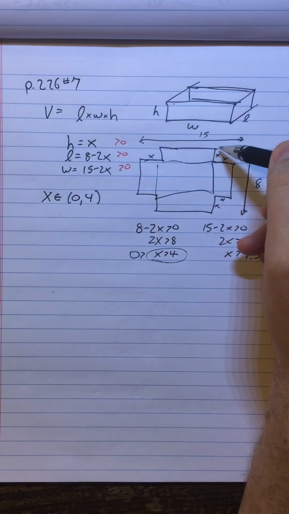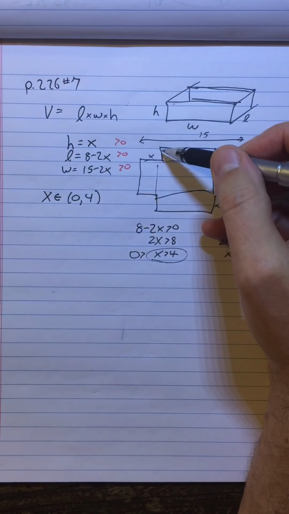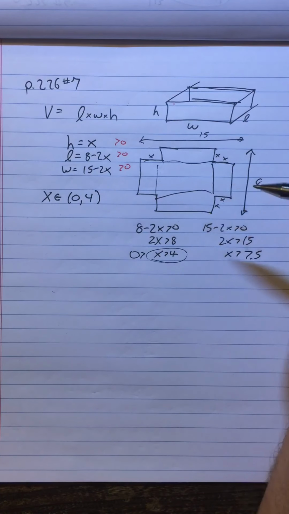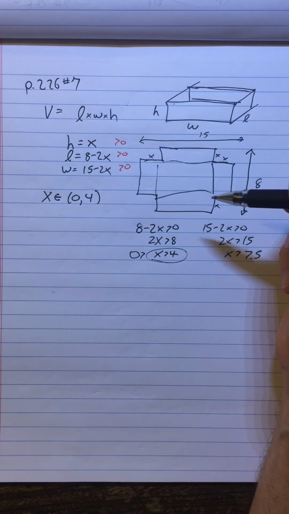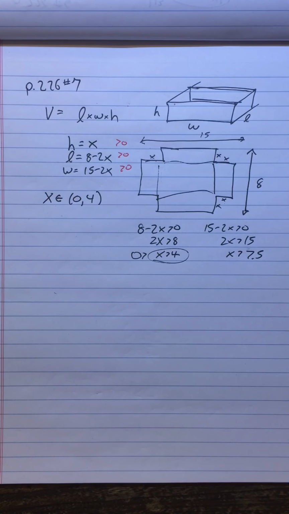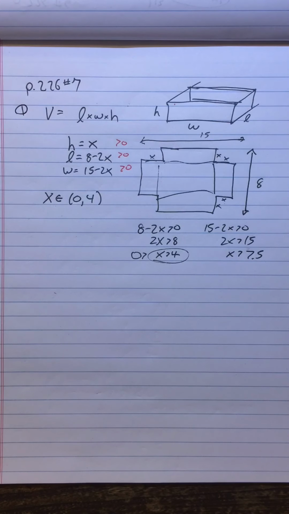If x were equal to 0, then I didn't cut off anything and I don't have a box. If x was equal to 4, I would have cut 4 this way and 4 this way, and I've cut all of the box off and there's nothing left to fold up. So this is an open interval from 0 to 4. Now I'm solving this maximum value problem on an open interval 0 to 4, and that's what we will look at next.